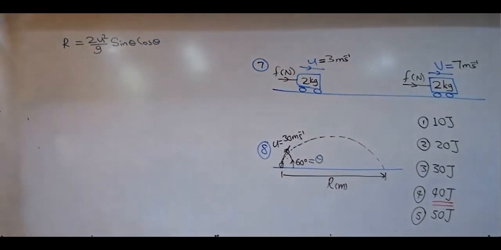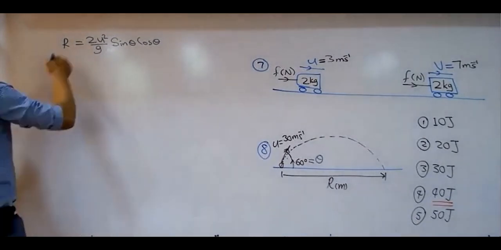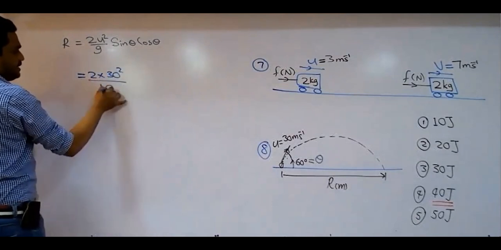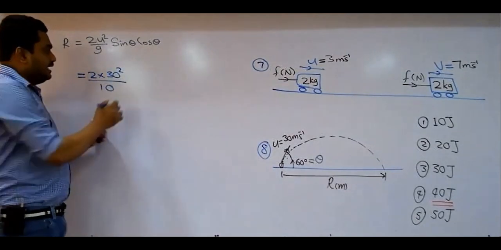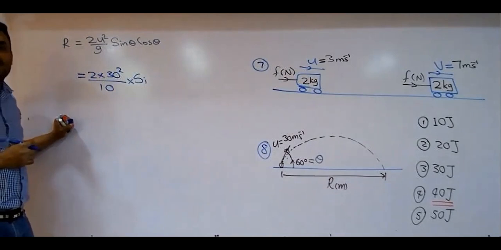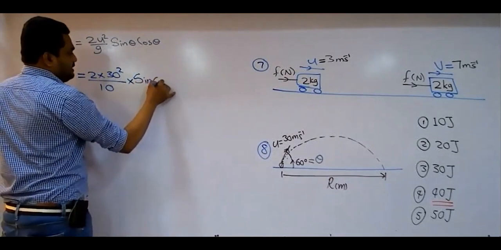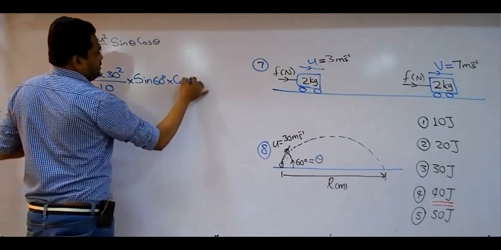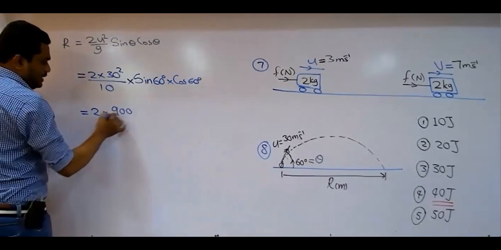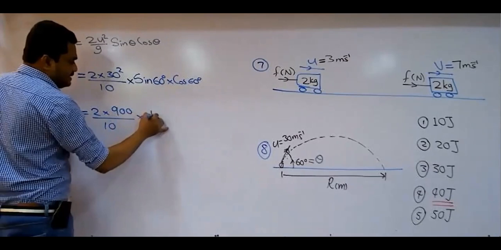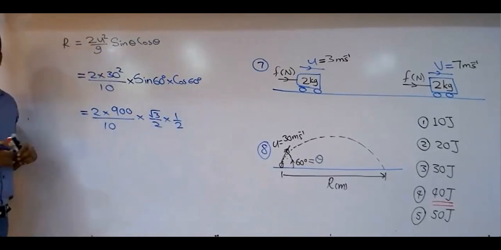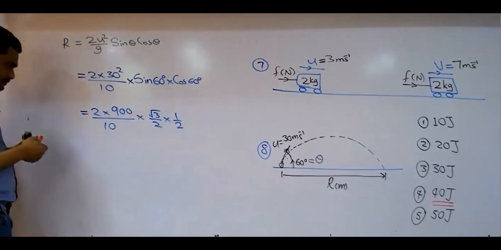2u square over g sine theta cos theta. So this is 2, u is the projected velocity, g is the gravitational acceleration, that is 10, into the projected angle. The velocity makes an angle of 60 degrees. Sine 60 cos 60. So this is 2 times the square of 30, which is 900, divided by 10. Sine 60 is root 3 over 2. Cos 60 is half. So what are the numbers that can be cancelled out here?